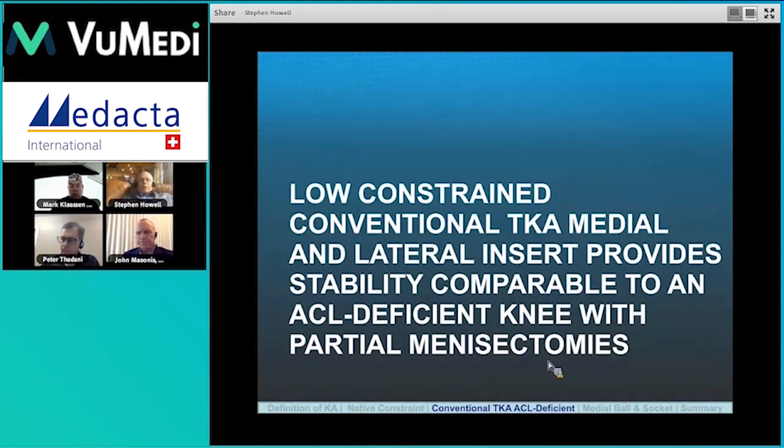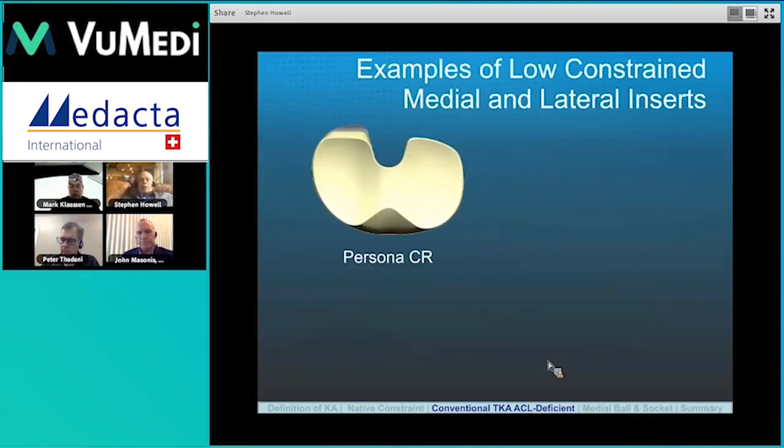The low-constrained conventional TKA medial lateral insert that, as I mentioned, I've used for years, provides stability that's comparable to an ACL-deficient knee with partial meniscectomies, meaning it allows the medial tibia to translate anteriorly and posteriorly where the medial ball and socket does not. So let's look at some examples of these inserts.